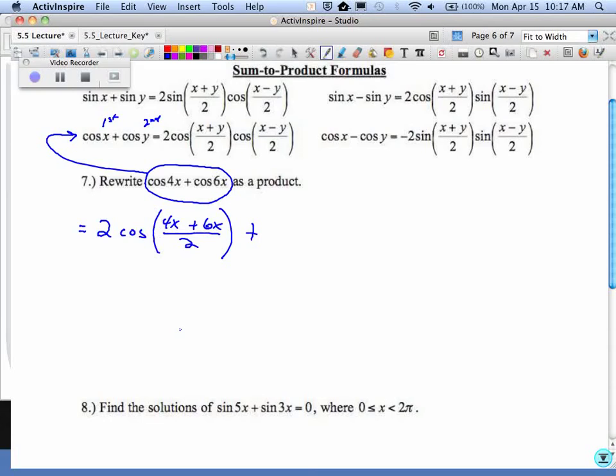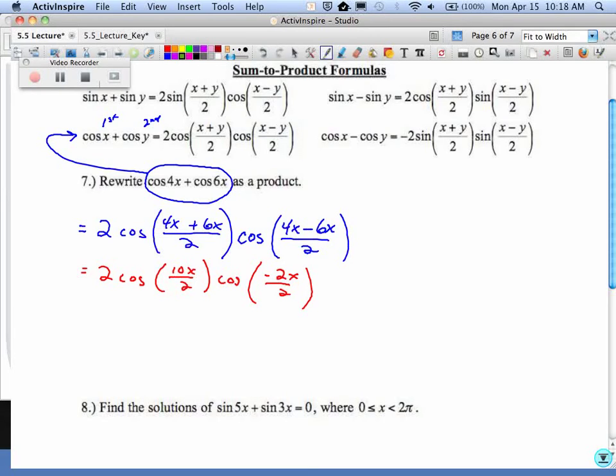Not plus, sorry. Then we write the first part, 4x, minus the second part, 6x, divided by 2. What is 4x plus 6x? Most of you probably would already have that simplified. What's 4x minus 6x? So 10x divided by 2 is what? Negative 2x divided by 2 is what? Negative x.